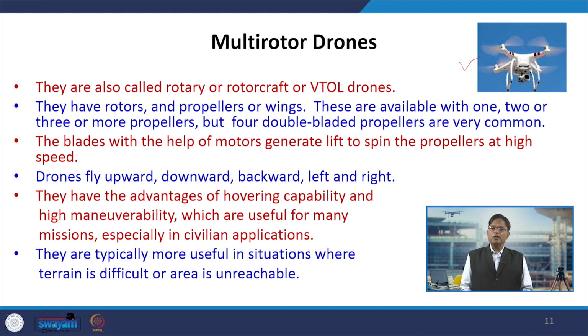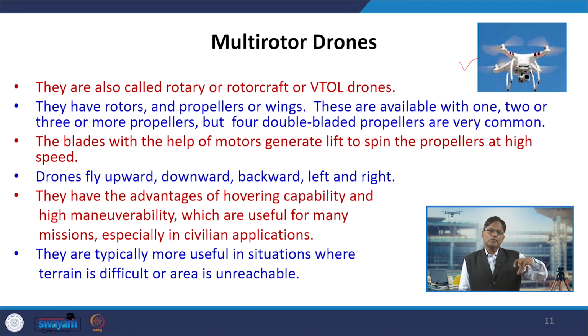These blades, with the help of the motor below them, generate lift by spinning the propellers at a very high speed. When they move at a high speed, it gives the lift to the entire drone system. The drone can fly upward, downward, backward, left and right, depending upon the movement of the propeller blades. They have the very high advantage of hovering capability.